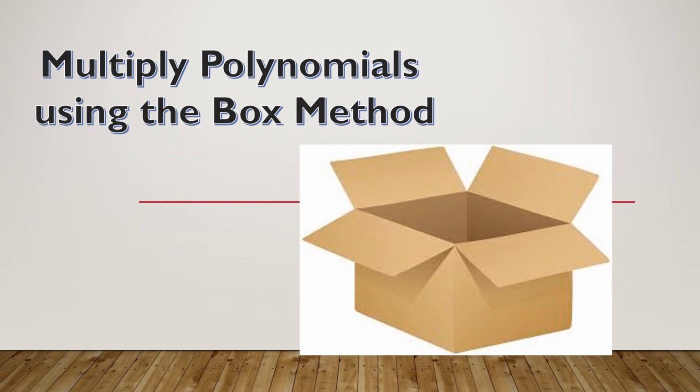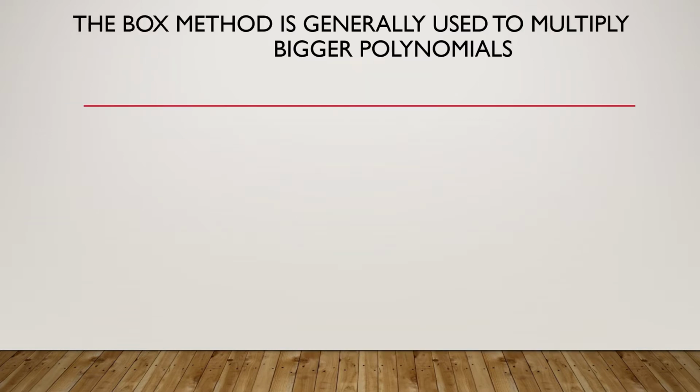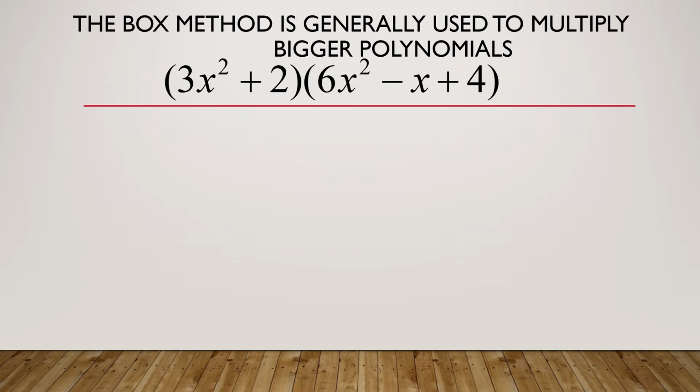All right, today we're going to talk about multiplying polynomials using the box method. Now, the box method is generally used when you are multiplying bigger polynomials. And of course, they don't mean bigger in size. They mean more terms. So, for instance, when we use the double distribute method, we had a binomial times a binomial. But now we're going to try a binomial times a trinomial. And sometimes when you use the double distribute method, it gets confusing when you have too many terms. So the box method is a handy method.